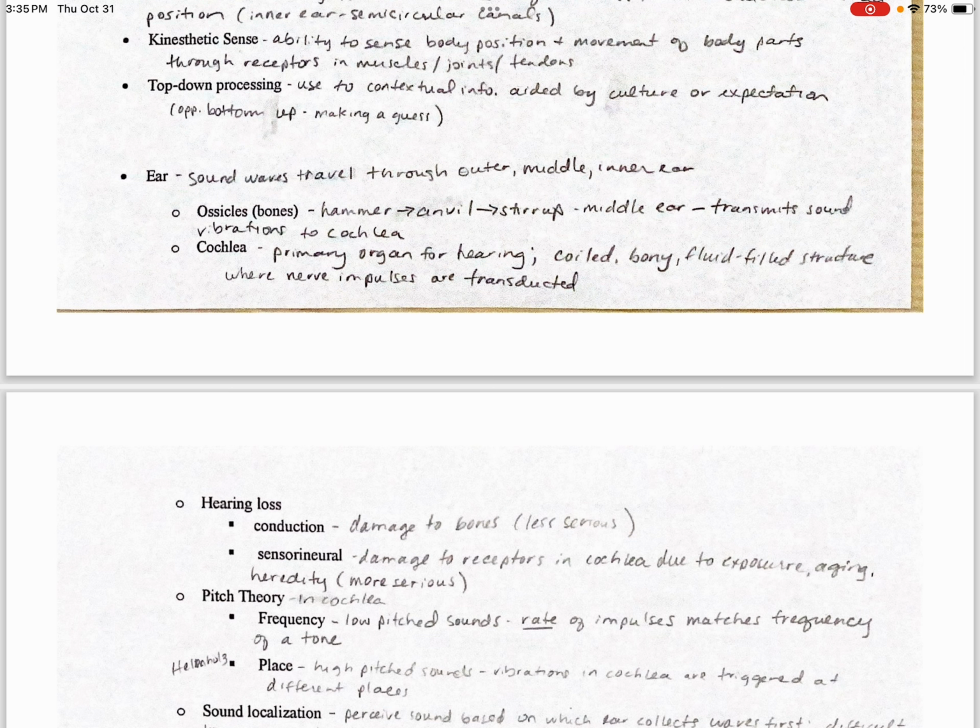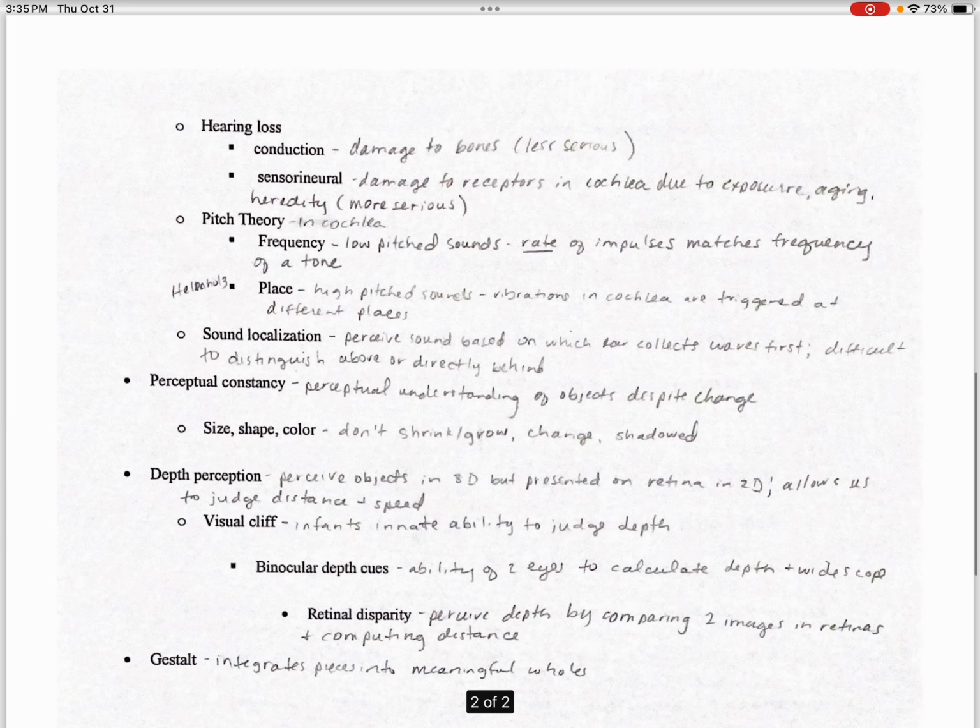So the sound waves travel down the ear canal, and then it's this vibration that actually triggers vibrations in the cochlea, and it's the stirrup, actually, that's the last one that almost touches, if you will, the cochlea. So the cochlea is a primary organ for hearing. It's that coiled, bony, fluid-filled structure where the nerve impulses are transduced. Like in the eye, transduction happens in the cochlea. This is where it's happening here in the ear, and it's changed from simple sound waves and vibrations into a neural impulse.